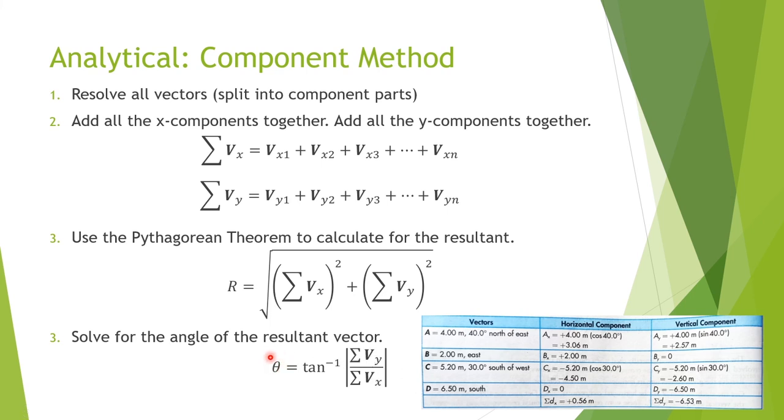Step number 4, solve for the angle of the resultant vector. And it's just like this. For the angle, you just do it on a calculator. Tangent inverse of the absolute value of your y divided by your x. It should be positive. If it's not positive, then make it positive. That's what the absolute value does, right? Remember? Then you get the tangent inverse of whatever shows up here, and you will get the angle.